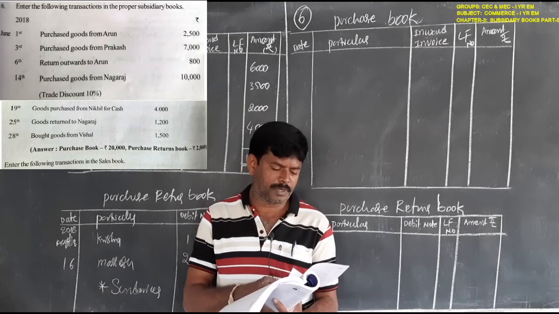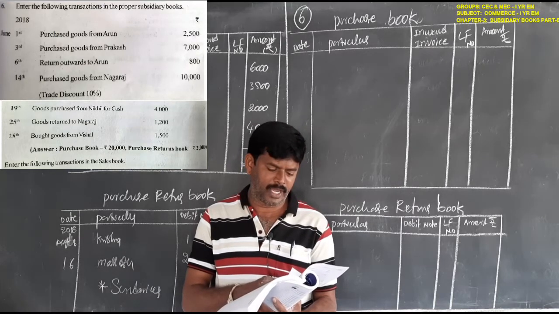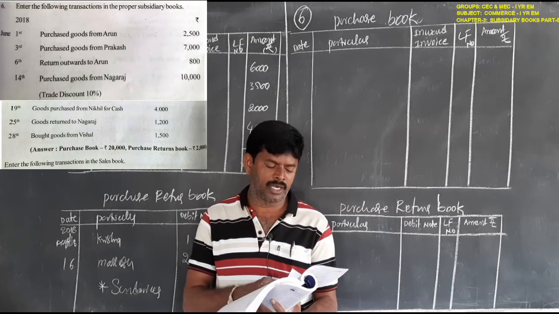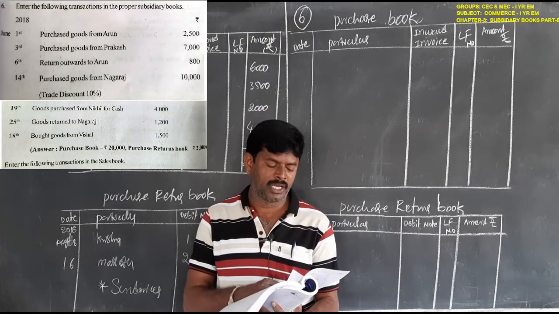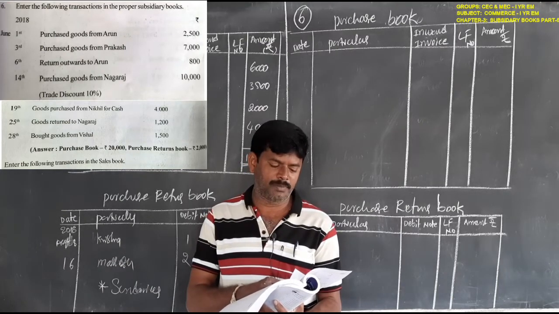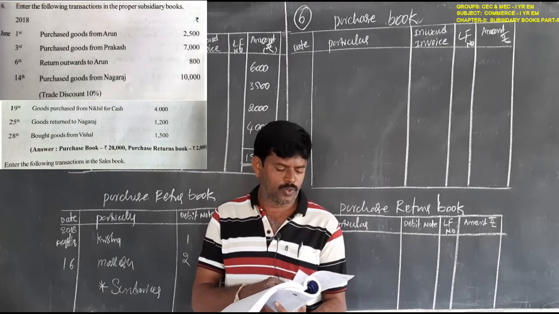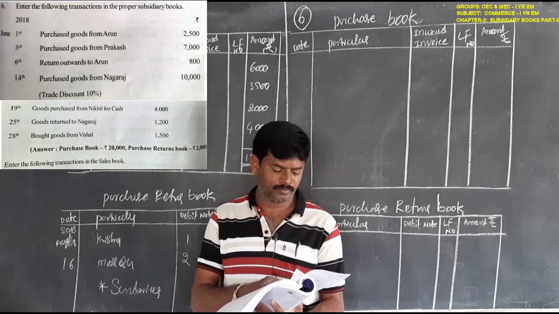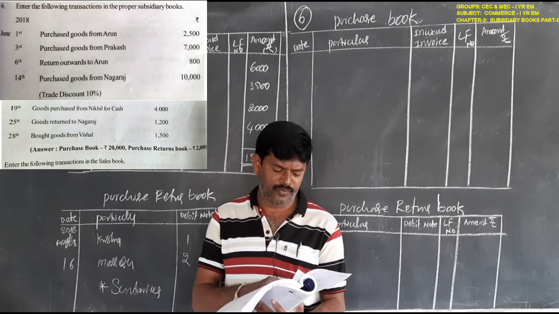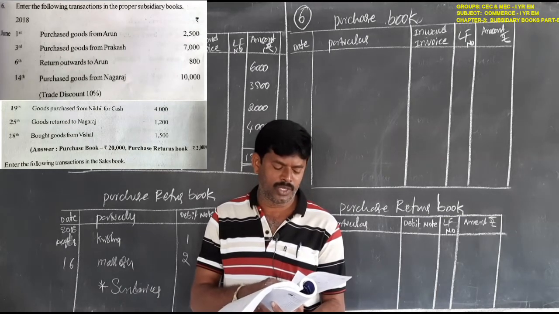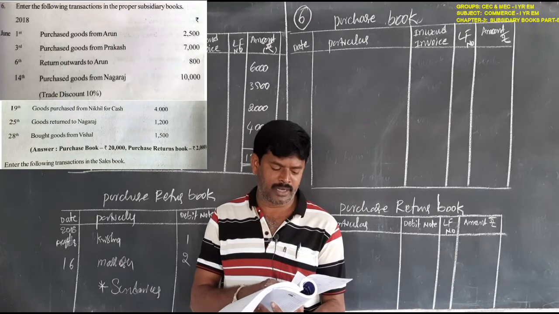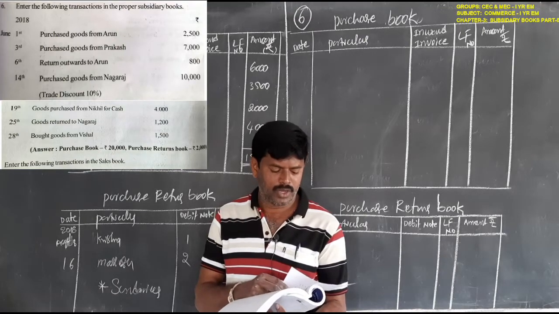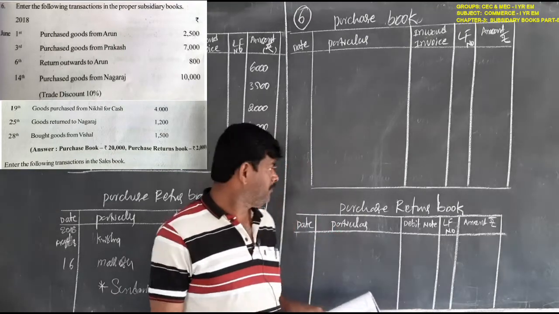Next, goods purchased from Nikhil for cash, it does not come under the purchase book. Why? Because it is purchased on cash basis, as mentioned especially in the problem. Goods returned to Nagaraju, this is purchase returns, it will come in the purchase returns book. Brought goods from Vishal, and it is also credit purchases, it will come under the purchase book. Okay, one by one.